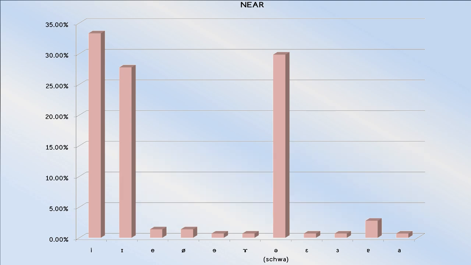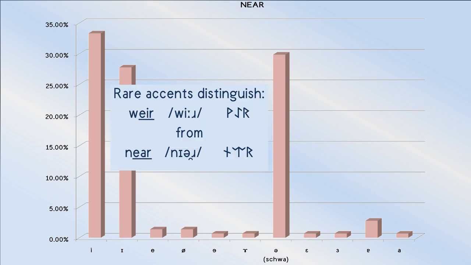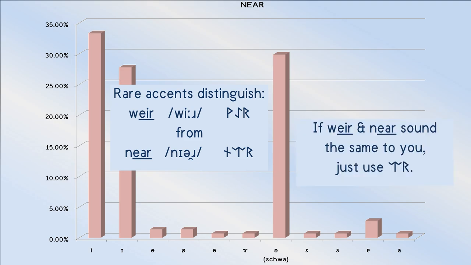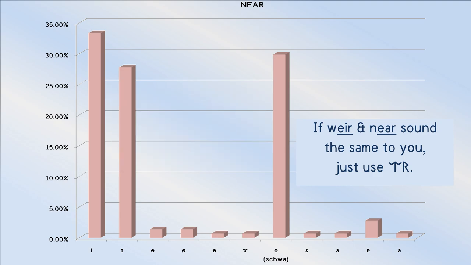There are a few rare accents where the vowel in weir is considered distinct from the near vowel. If that's you, then use eo for your weir vowel. Otherwise, if the vowel sounds like the vowel in near and it's rhotic, use the rune air followed by rad.